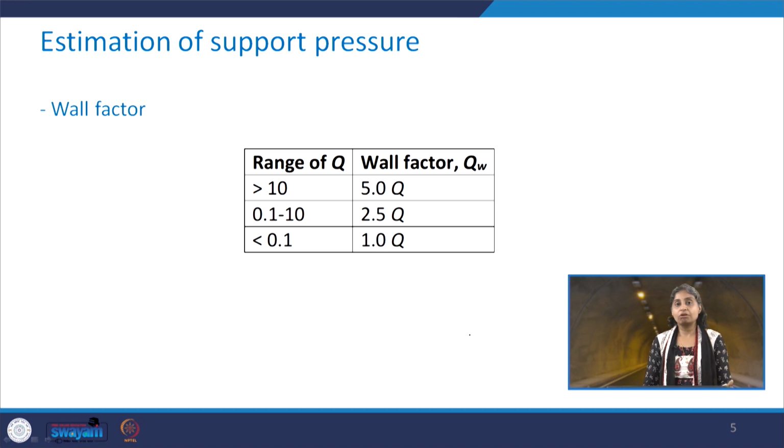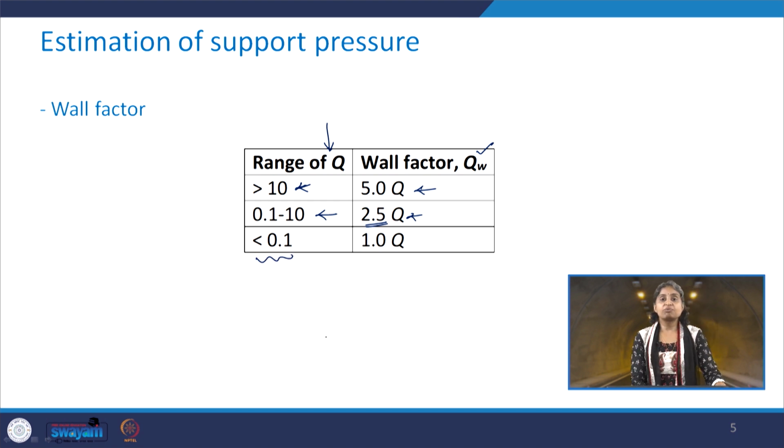Coming to the value of the wall factor, it depends upon the range of Q. If Q is more than 10, the wall factor is 5 times Q. But if the range of Q is between 0.1 and 10, then to obtain the wall factor you need to multiply Q by a factor of 2.5, and if the value of Q is less than 0.1, then the wall factor Qw becomes equal to Q.